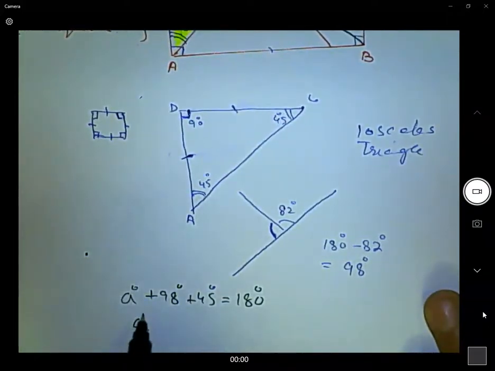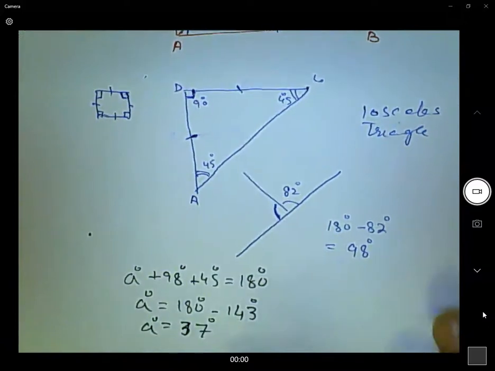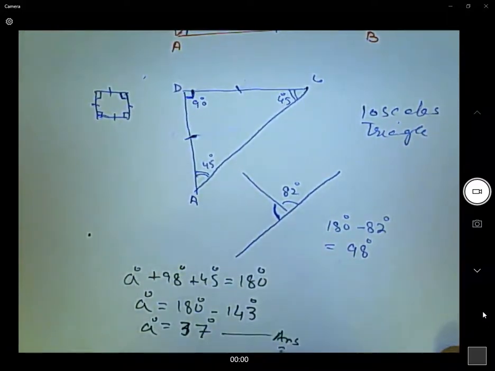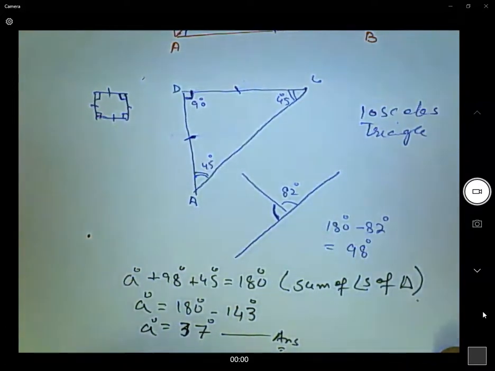And by simplification, you will get 180 degree minus... from here you will get 130, then 13 and one will be carried, so 143 degree. When you subtract 143 degree from 180 degree, you will get only 37. Yes, it will be 37 degree. So that is the value of A. The reason is the sum of angles of a triangle.